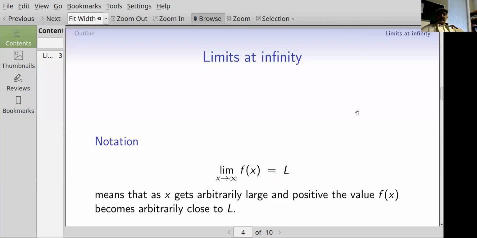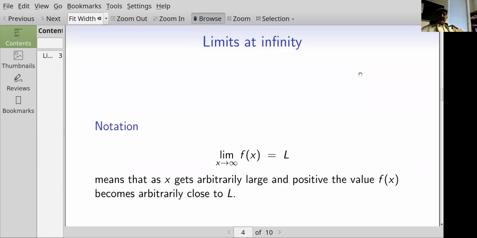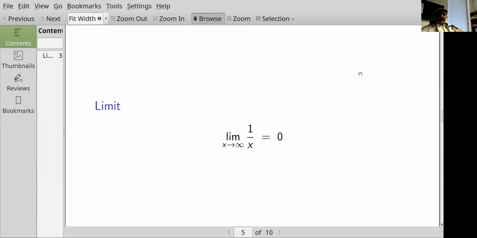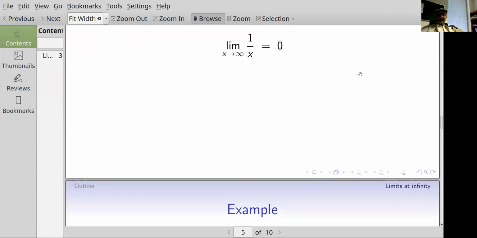Okay, in this session, we consider limits at infinity. So the limit as x goes to infinity of f(x) equals L means that as x gets arbitrarily large and positive, the value f(x) becomes arbitrarily close to L. For example, the limit as x goes to infinity of 1/x is equal to 0. You can imagine taking larger and larger values of x, and then when you take 1 over that, you get smaller and smaller values. So that's eventually going to 0.